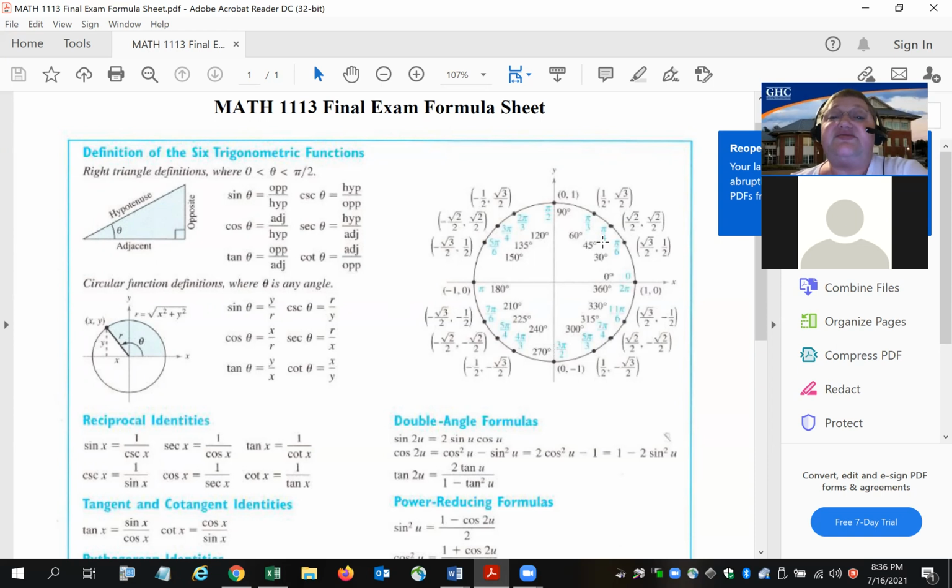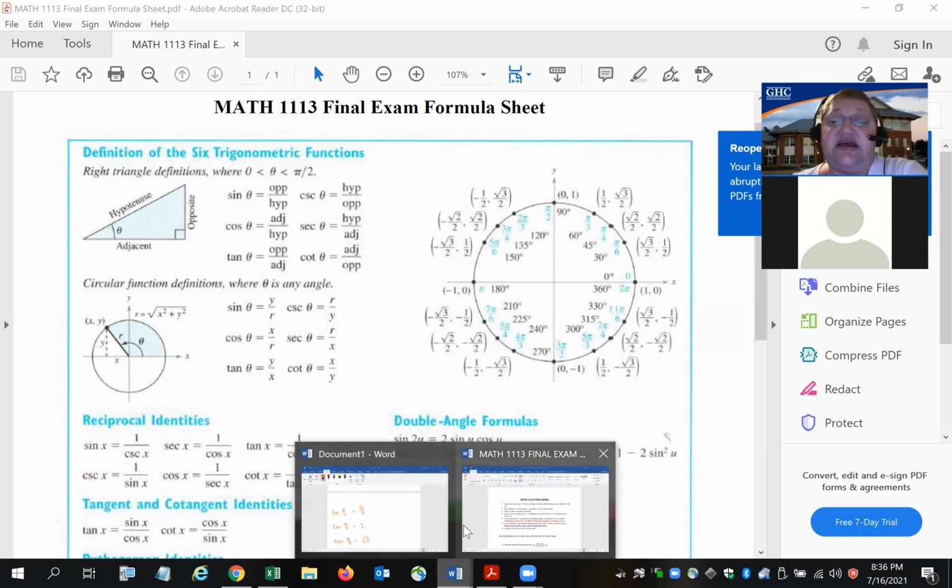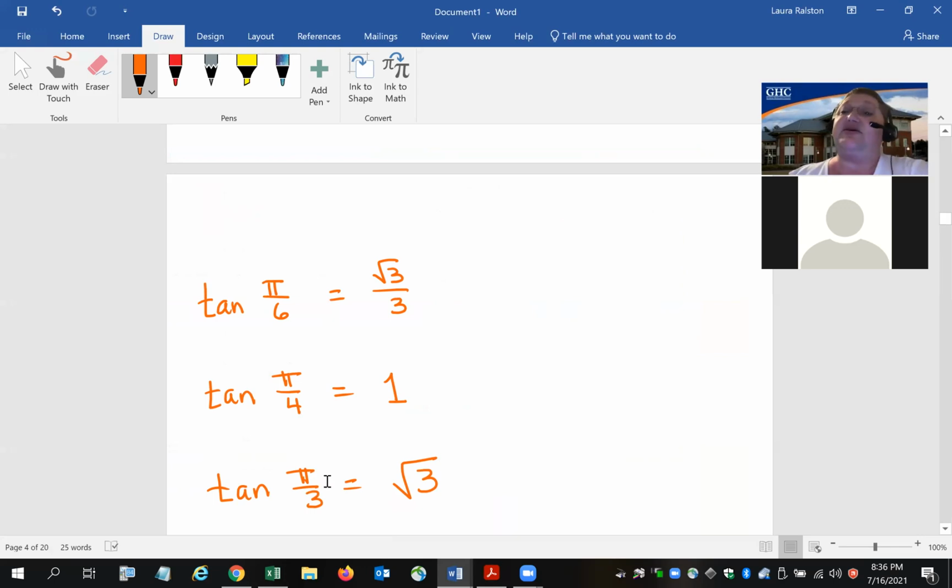Any of the fourths, pi fourths, 3 pi fourths, 5 pi fourths, 7 pi fourths are going to be 1, again changing the sign positive or negative depending on the quadrant. And then the same thing with the thirds: pi thirds, 2 pi thirds, 4 pi thirds, 5 pi thirds will always be square root of 3. Again, you alter the sign based on the quadrant you're in. So that may be helpful for you to write down.